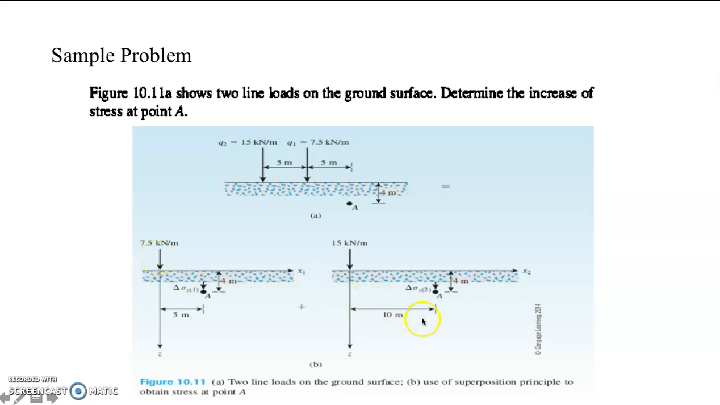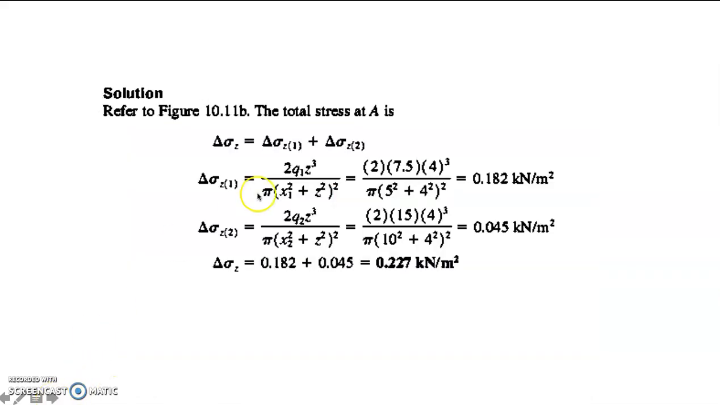And this illustration, then that would be added to the stress caused by the Q2, which is 15 kilonewton per meter. So you can use our equation that was presented a while ago, which has 2q z sub cube all over pi times x squared plus z sub squared squared.